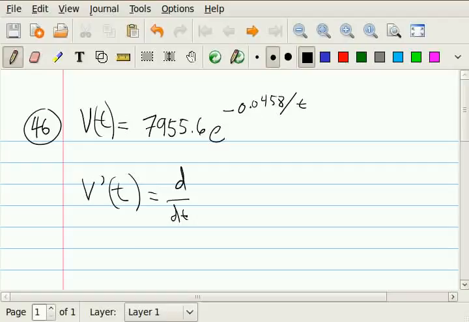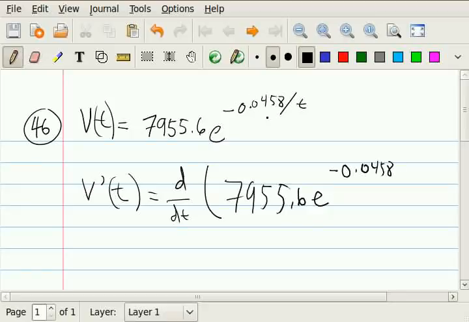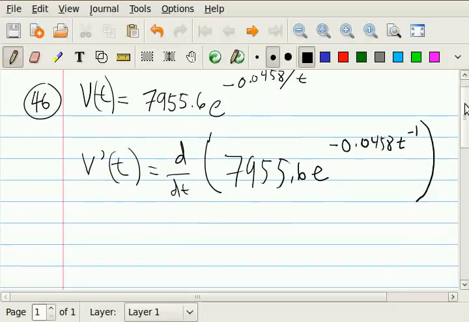I take the derivative with respect to t of 7,955.6 times e to the power negative 0.0458 divided by t. Now actually, let me do one little rewrite here. This is all the power, that number over t. But I'm going to write that as the number times t to the power negative 1. You always know that when you're computing derivatives, it's helpful to write dividing by a power as multiplication by a negative power, because our rules are phrased that way.